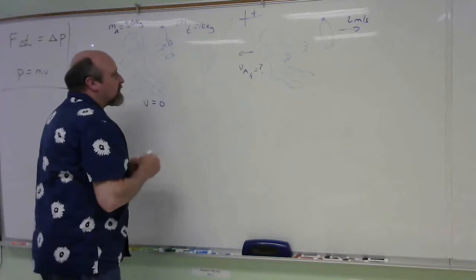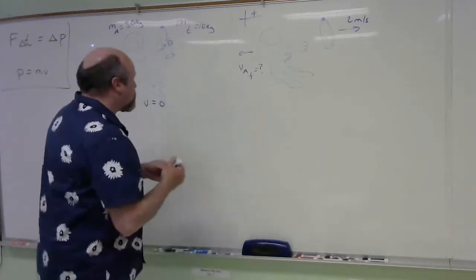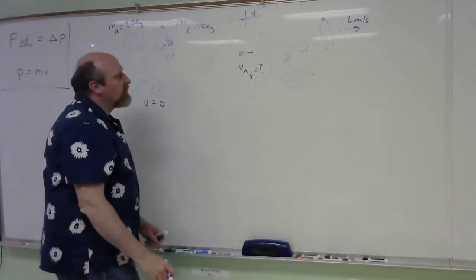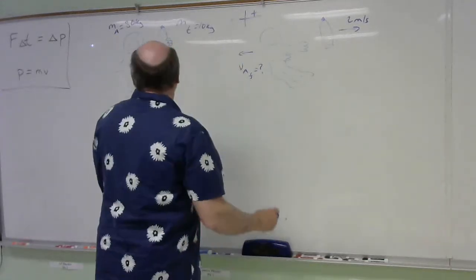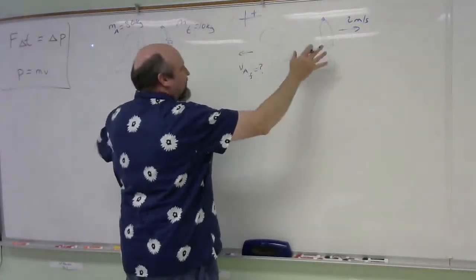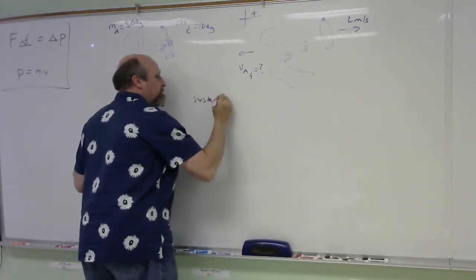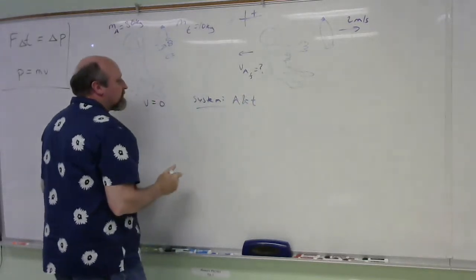Let's take a look at this. We're going to go ahead and analyze to find this. What do we want to make our system? Do we want to make the system be just the astronaut, just the tank, or the tank and the astronaut together? We're trying to find the velocity of the astronaut, so we really want the astronaut to be involved. But they gave us some information here about the tank. I think I'm going to need to do a combined system. So my system is going to be the astronaut and that oxygen tank.